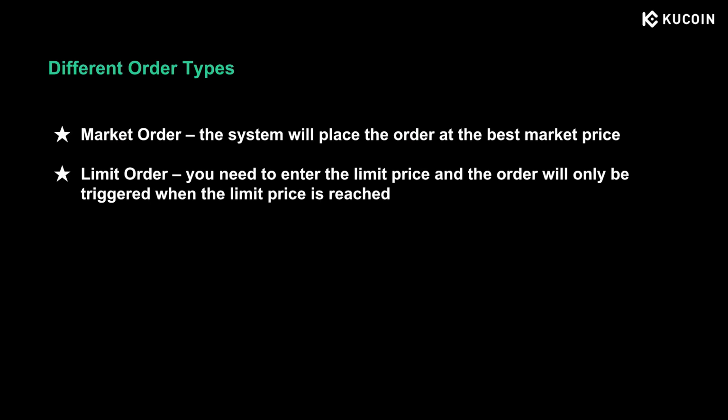There are two order types to choose from when you place a long order. You can set up a market order or a limit order. A market order means the system will place the buy order for you at the best market price. While for a limit order, you need to enter a limit price, and the order will only be executed when the limit price is reached.